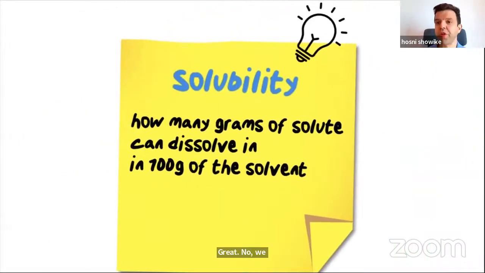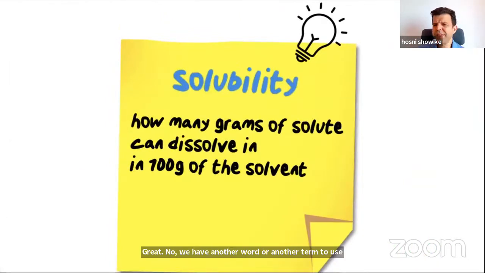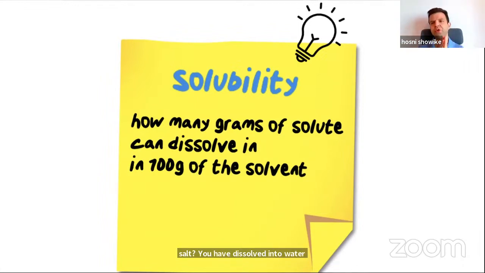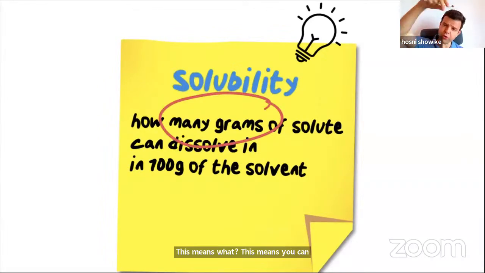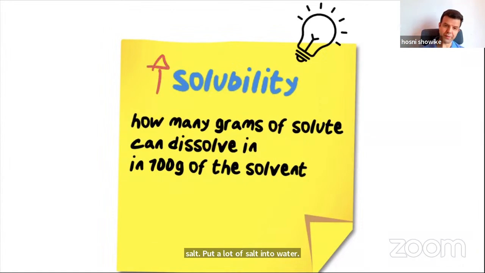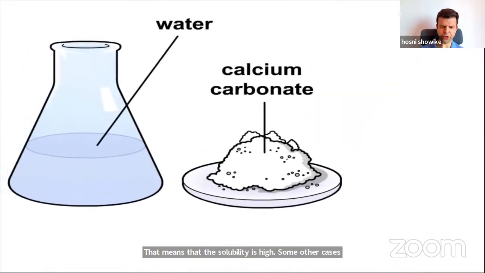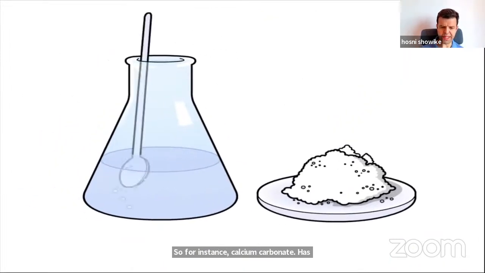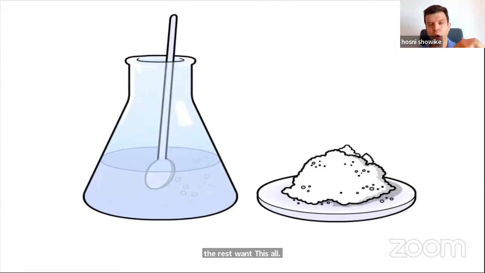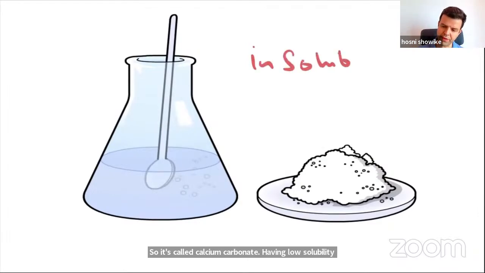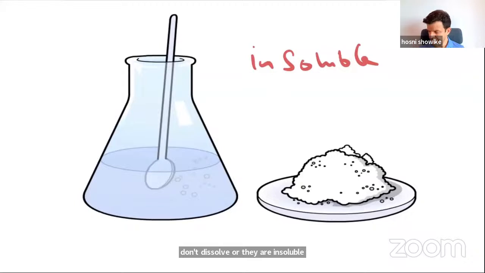Now, we have another term to use here. We call it solubility. Solubility stands for how much salt you can dissolve into water. For instance, table salt has high solubility. This means you can dissolve a lot of salt, you can put a lot of salt into water. That means the solubility is high. In other cases, the solubility is low, right? For instance, calcium carbonate has low solubility, meaning I can only dissolve a little bit of it and the rest won't dissolve. So I would call calcium carbonate having low solubility, or insoluble, right? Not all materials can dissolve into water. Some dissolve very well, and some of them don't dissolve or they are insoluble, okay? Is this clear?